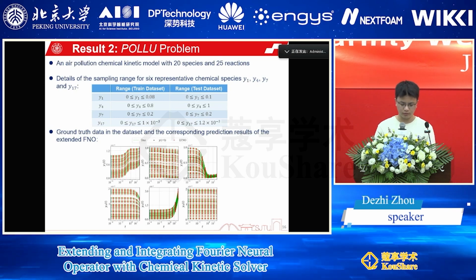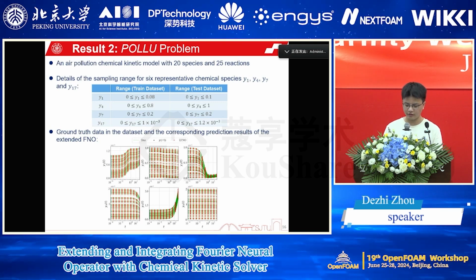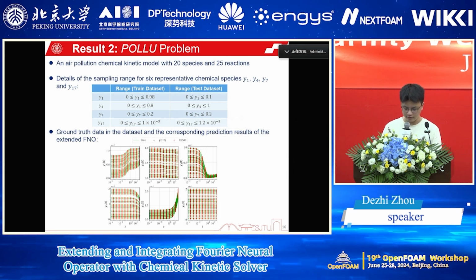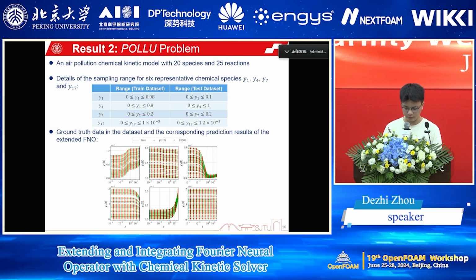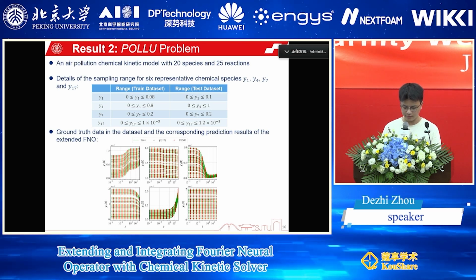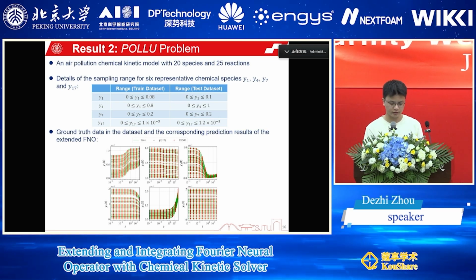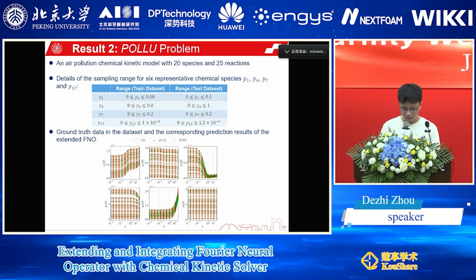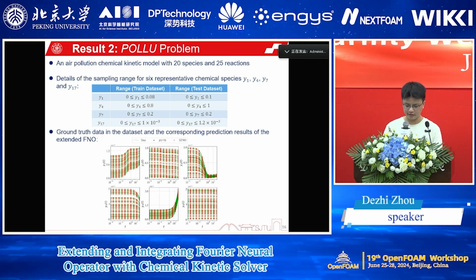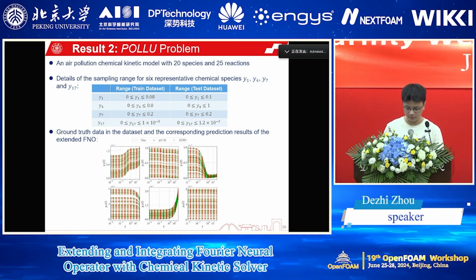The second problem is a pollute problem. Pollute problem is an air pollution chemical kinetic model with 20 species and 25 reactions. This table displays the initial conditions range of representative chemical species in the training and the testing data set. The range of initial value in the testing data set again exceeds those in the training data set, specifically for species Y1 and Y4. And the following figure further shows 100 sample initial conditions from the testing data set, along with the corresponding predicted results. And the great performance has been achieved.